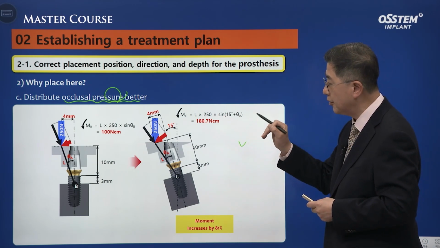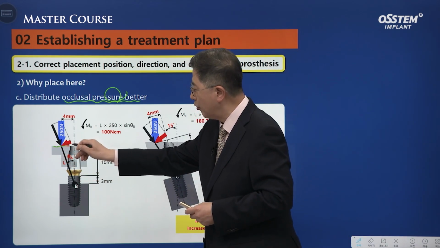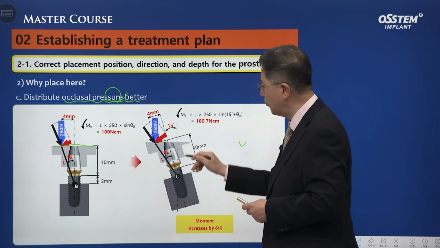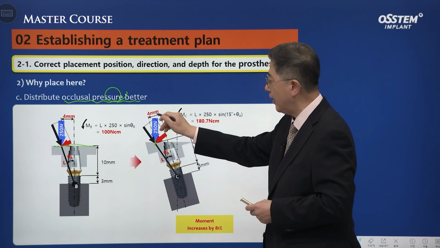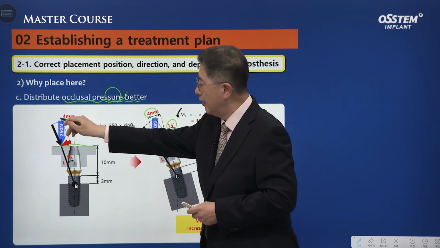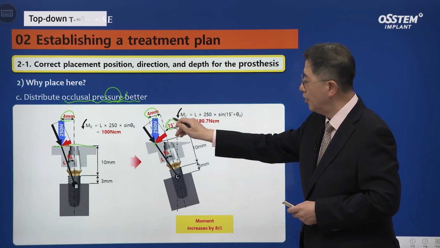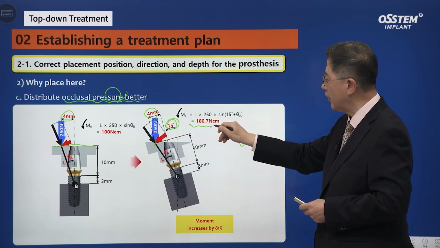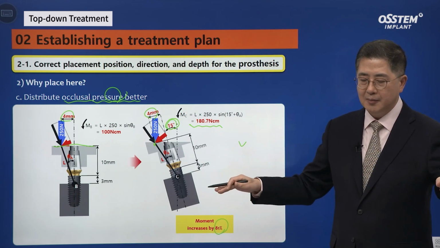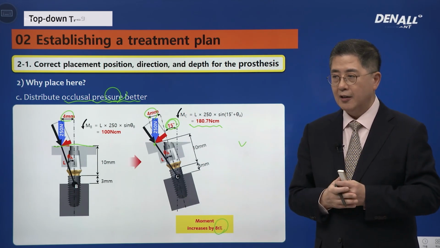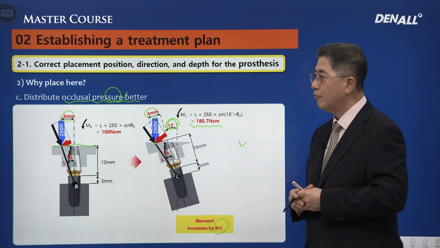The implant prosthesis is shown. There's a flat one and one with a 15 degree cusp angle. At the same point, when load is applied, when the prosthesis has a cusp angle of 15 degrees, this is the moment value. It increases. The moment increases much more significantly compared to the flat one, about 81%.